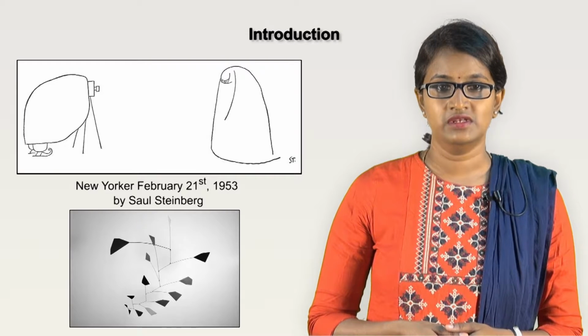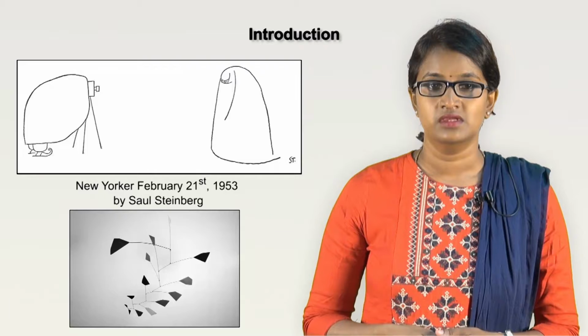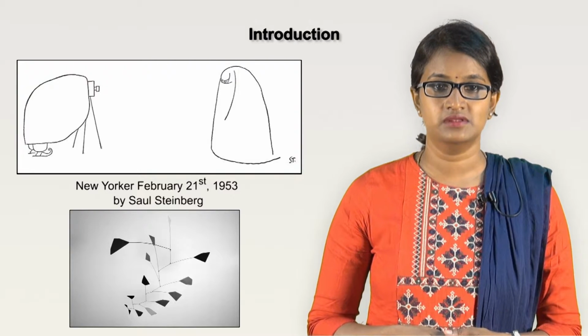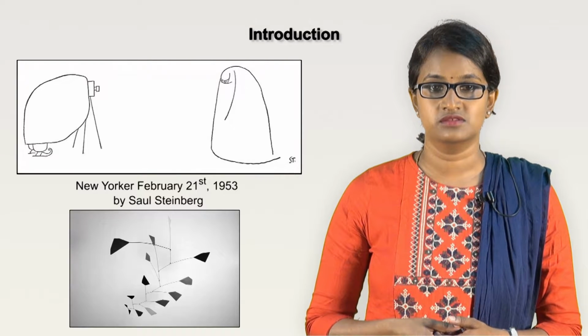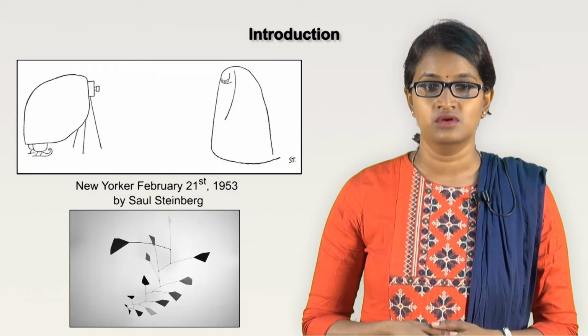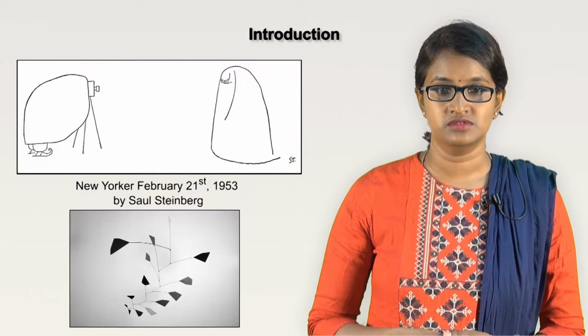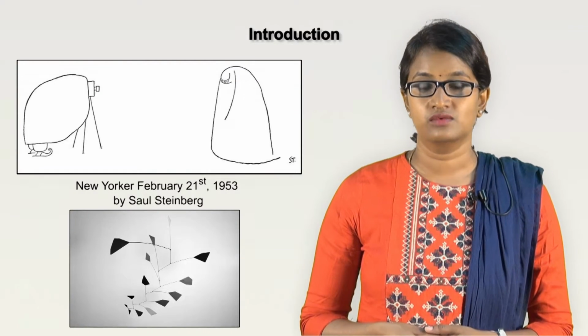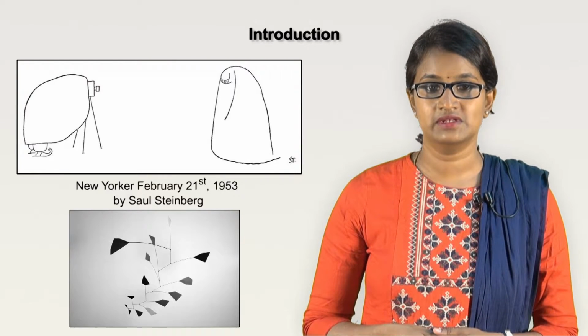It can function independently to suggest forms that can be recognized even when the lines are limited in extent. This can be seen in drawings such as the Saul Steinberg illustration or in Alexander Calder's minimal wire sculptures, which convey a great deal of information about the figure with the most limited line.